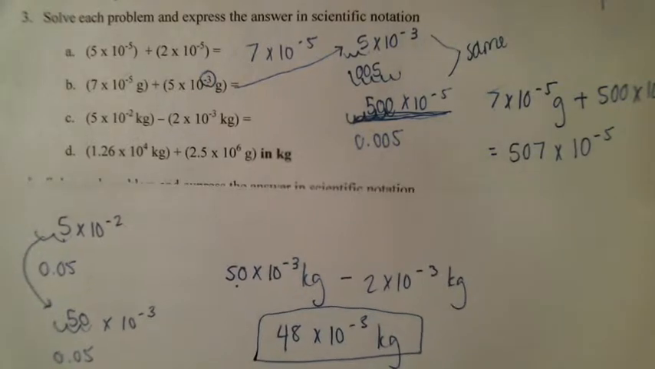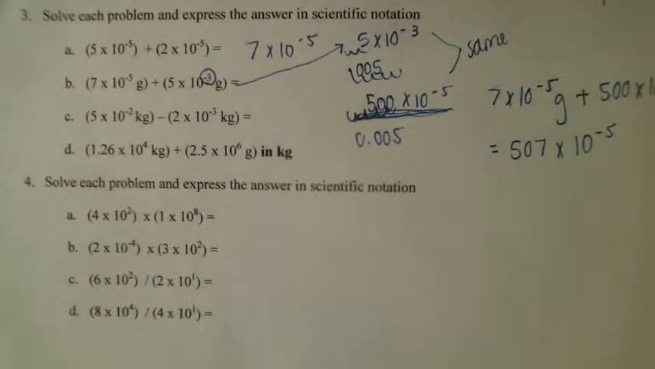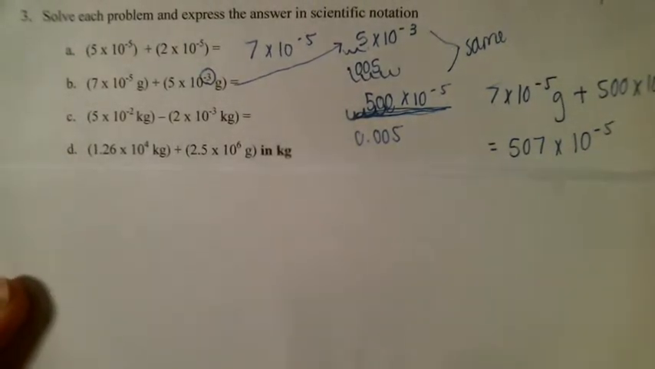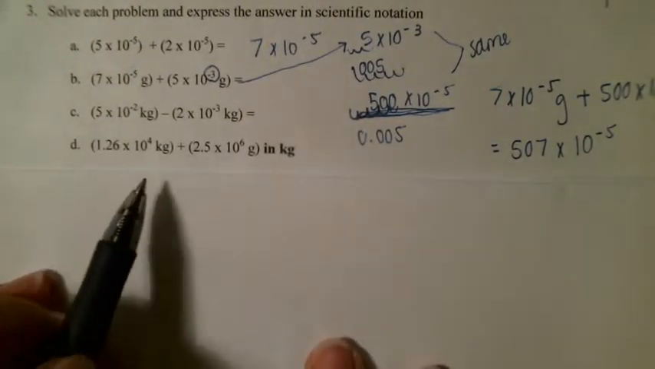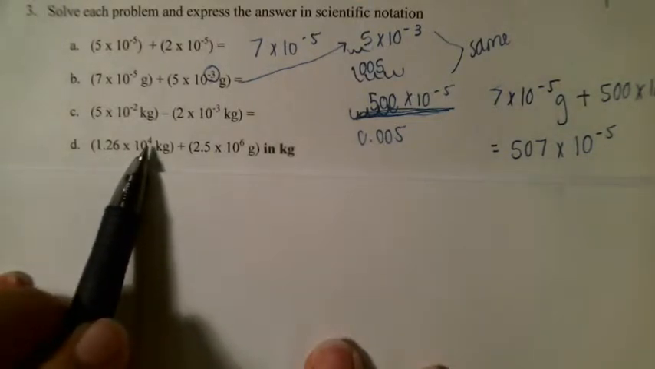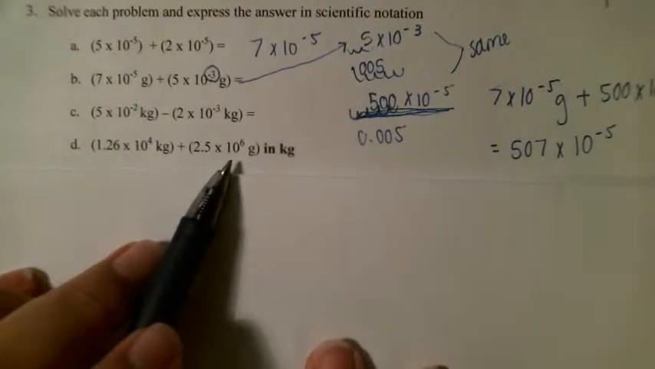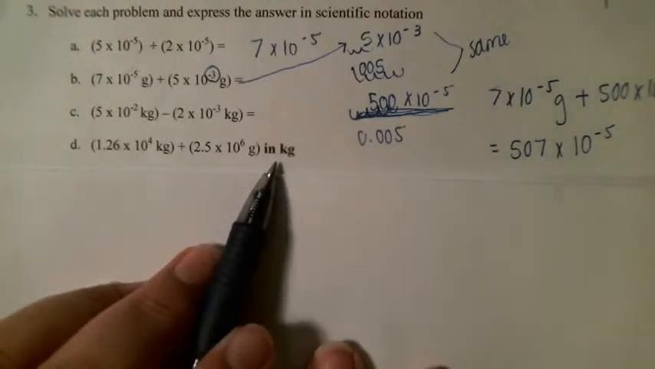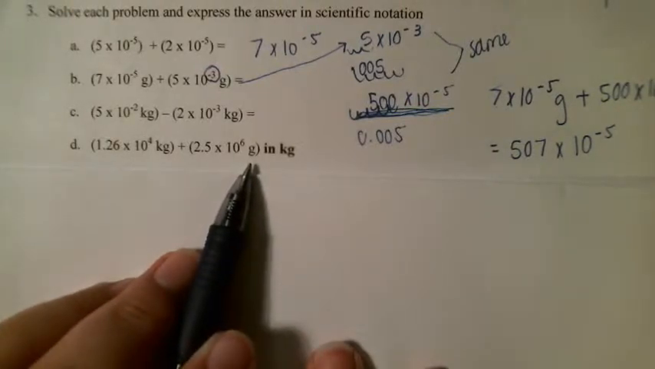Okay, let's look at D. Now this one is a little tricky because the units are different. The first part is 1.26 times 10 to the fourth kilograms, and then it's plus 2.5 times 10 to the sixth grams. Now it states here that we need to write the answer in kilograms. So we're going to have to convert grams to kilograms.